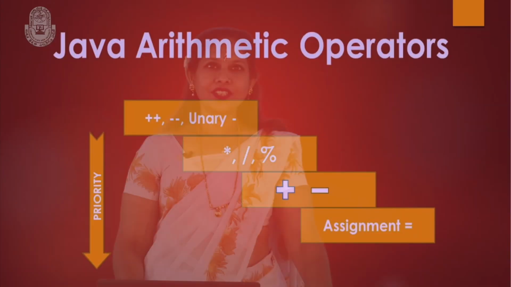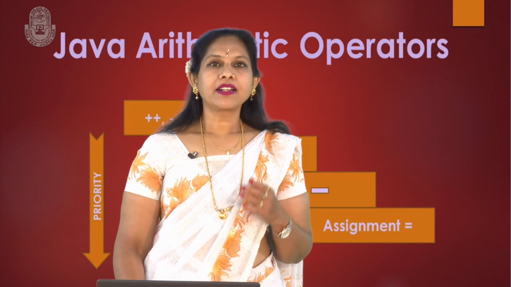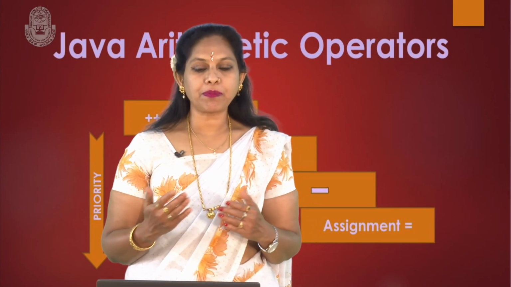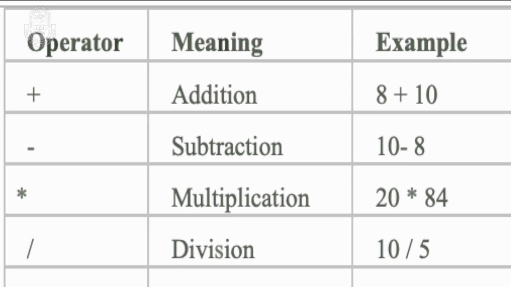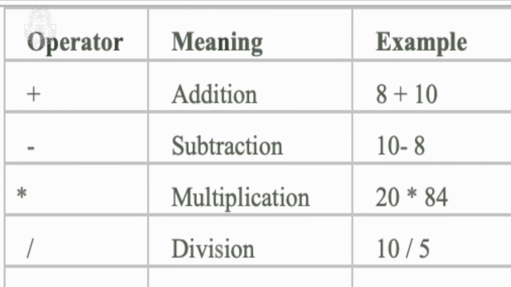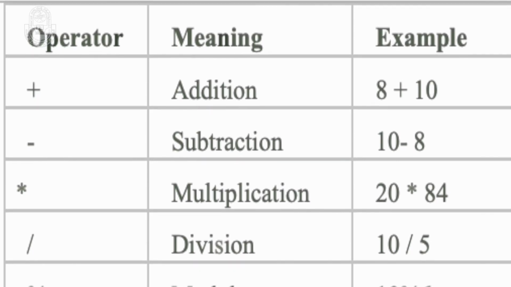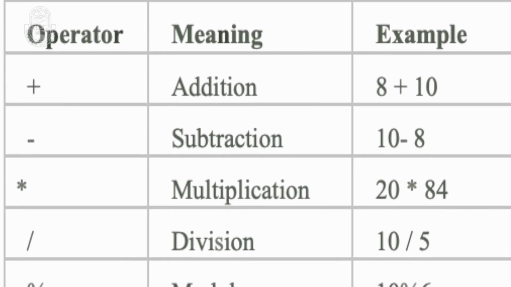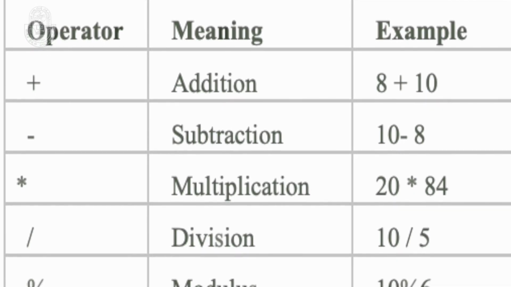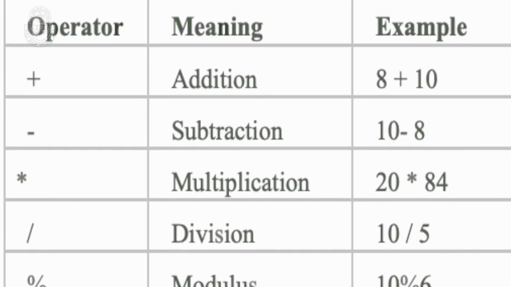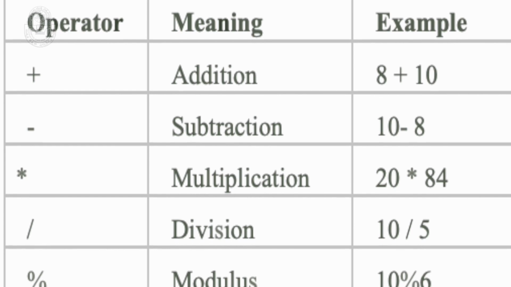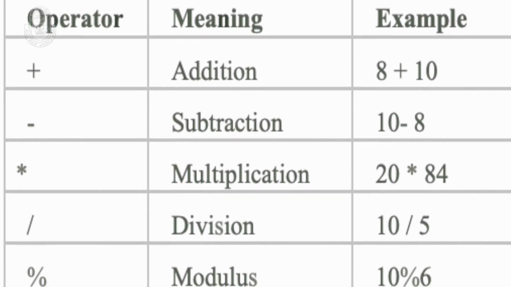Arithmetic operators. Java has 5 basic arithmetic operators. Each of these operators takes 2 operands, one on either side of the operator. The list of arithmetic operators is given below in the table. Operator is plus, meaning addition. Example is 8 + 10. Operator is minus, meaning subtraction. Example is 10 - 8. Operator is asterisk, meaning multiplication. Example 20 * 84.